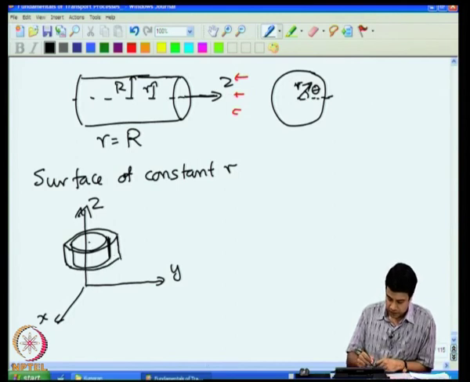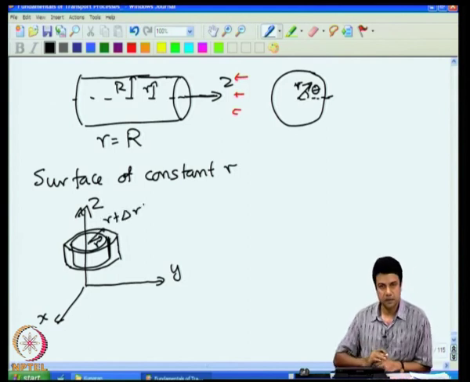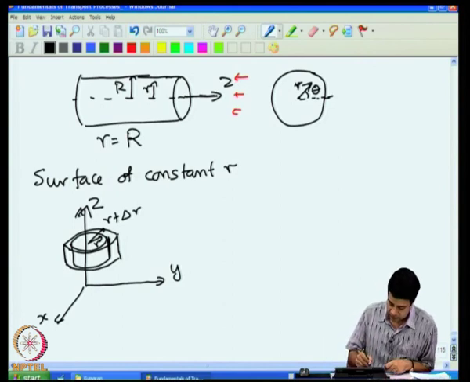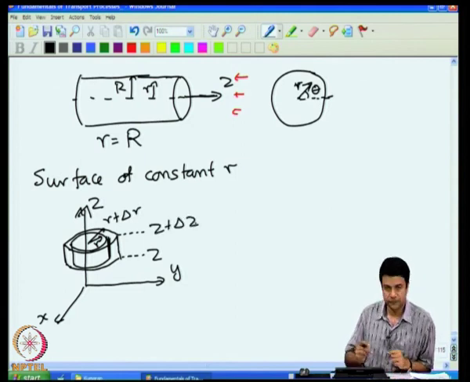So, this first surface is at radius r and the second surface is at radius r plus delta r. Therefore, the bounding surfaces are two cylindrical surfaces of constant r at r and r plus delta r. And the region in between these two is the volume that we will write the balance equation for. Similarly, you will have a surface in the z coordinate at z and z plus delta z.